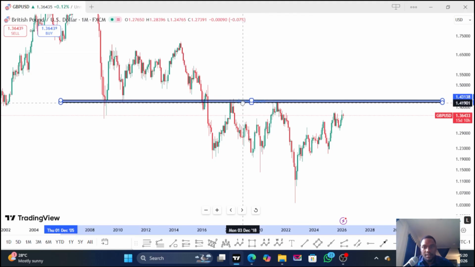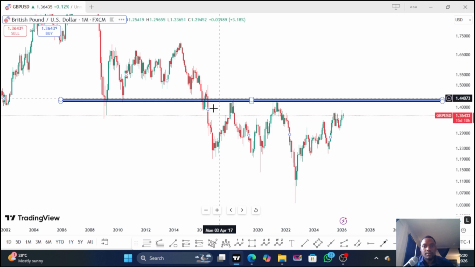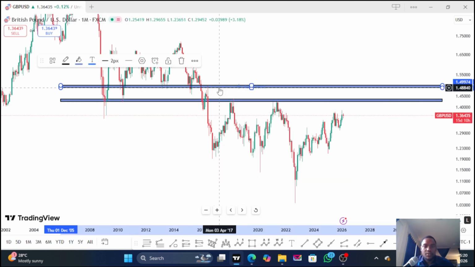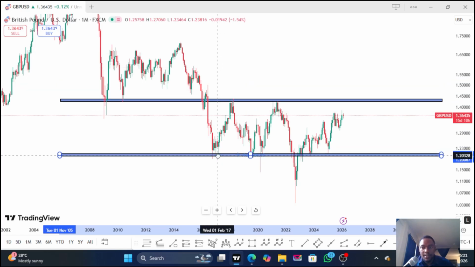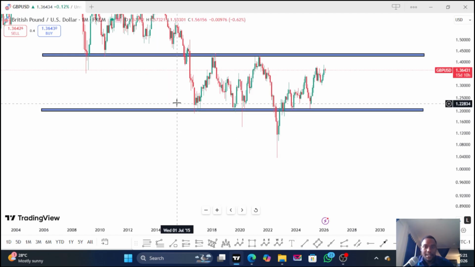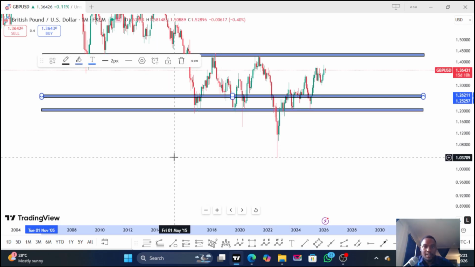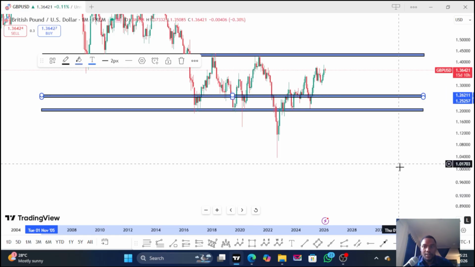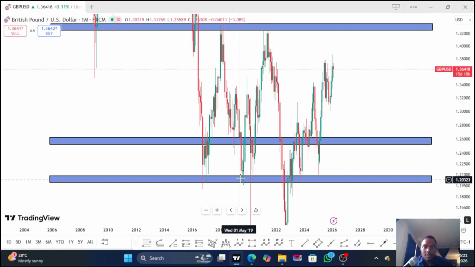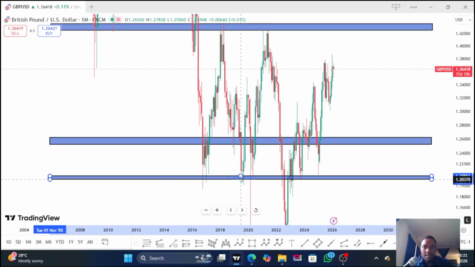Let us clone this, then try to find another one. The other one is this one. Yes, this one, and the other one. Let us try to clone again. Clone. Reduce the size. Yes, to here.